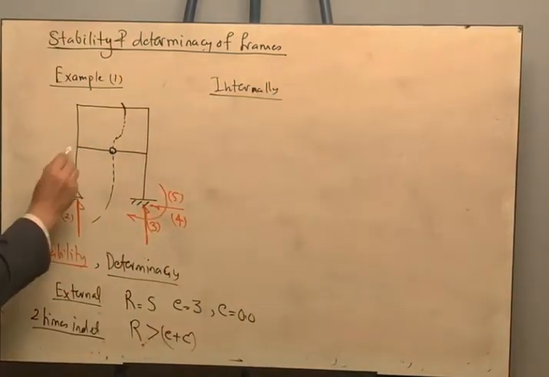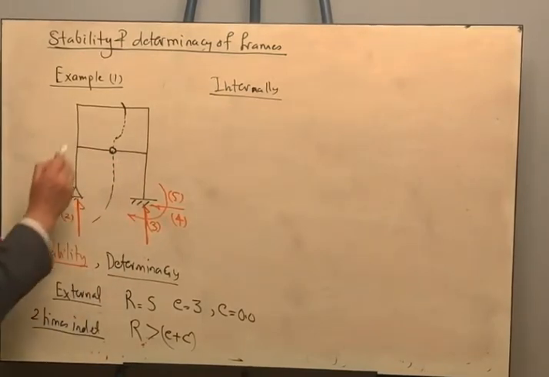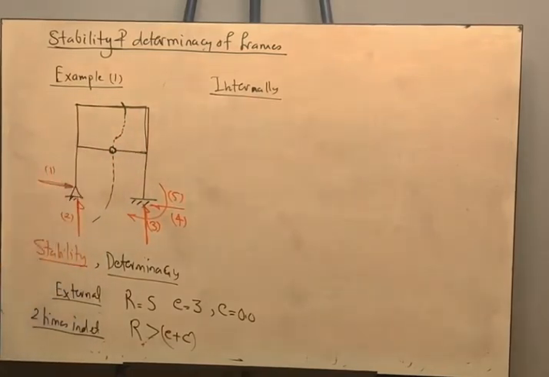Now, this is not a closed frame because it is open. There is no member here. But this one is a closed frame. What did we learn in the previous problem?